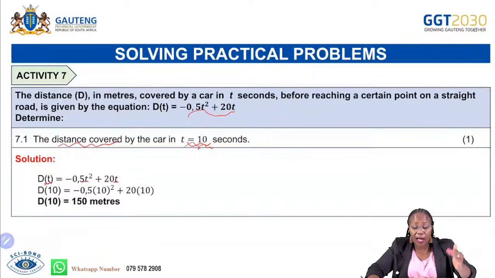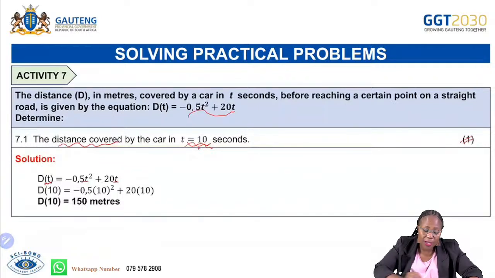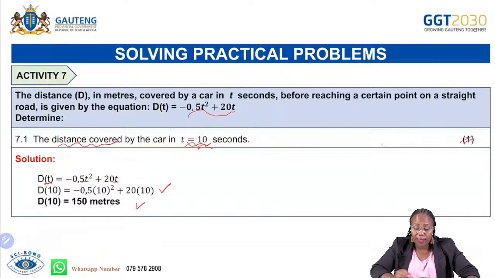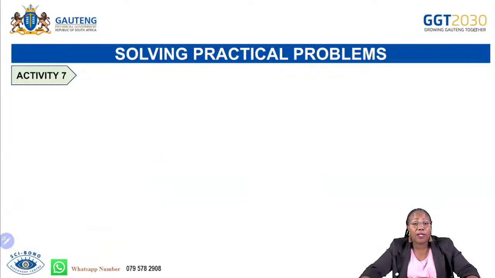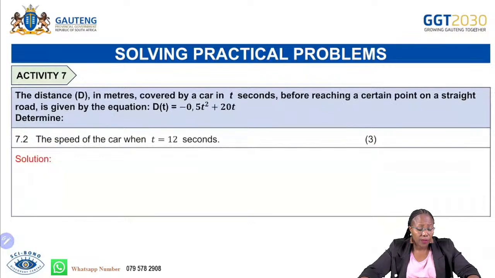That means that car will move and move. After 10 seconds, it will be at 150 meters. It will cover 150 meters. Okay, it's supposed to be 2 marks because it's one for substitution and one for the answer there. So I will allocate these 2 marks to be fair in our grade 12.